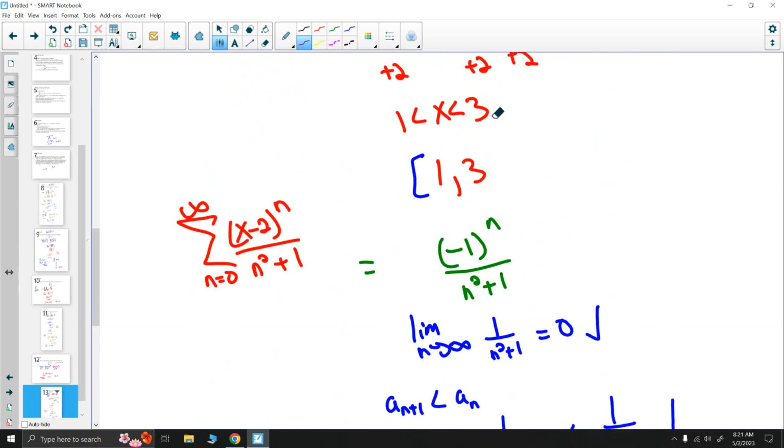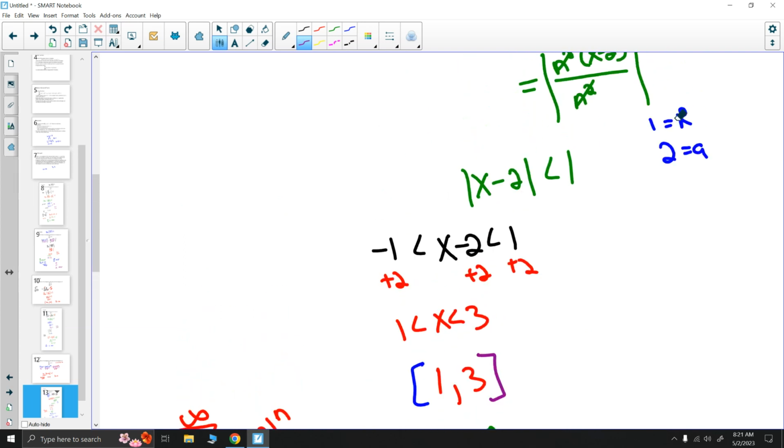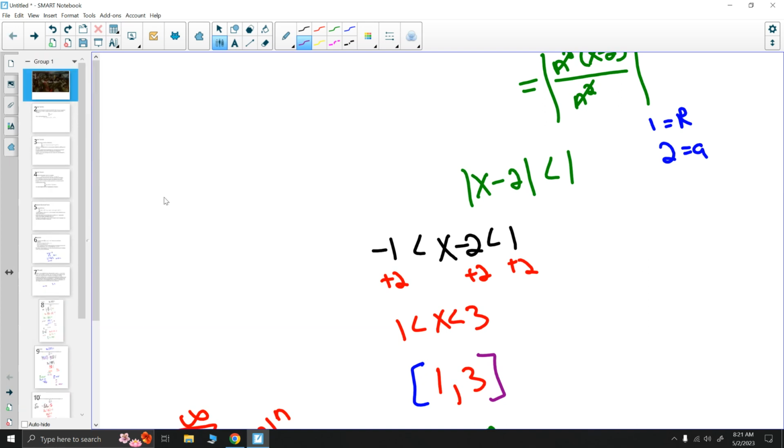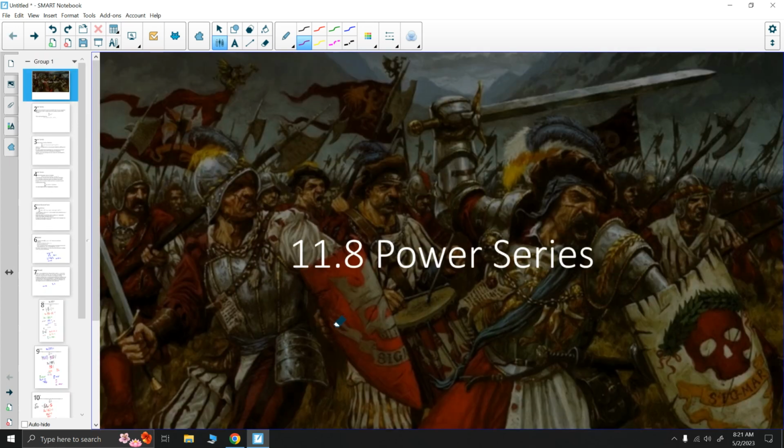So this is also included. This is our interval of convergence. This is our radius of convergence. This is our center point. Okay, so that is our power series. And again, it's not too bad once we recognize what we're doing and follow the same basic procedures we've been doing.